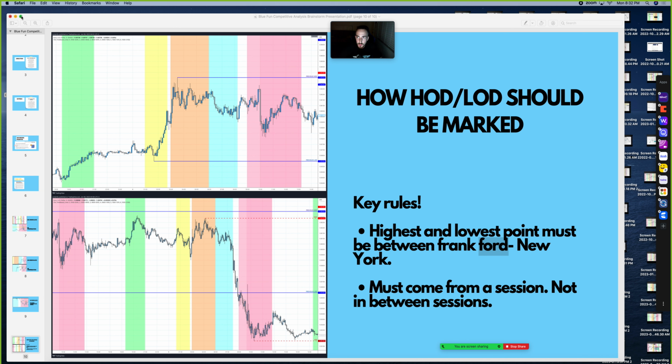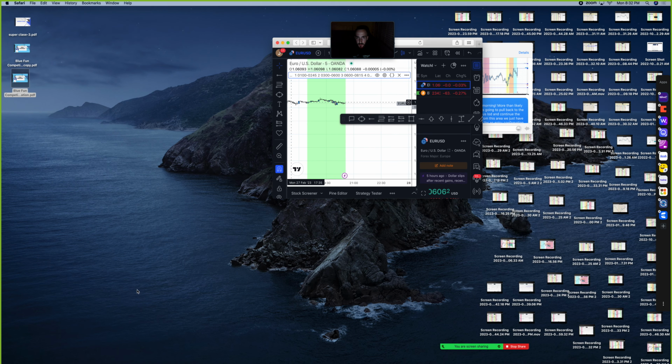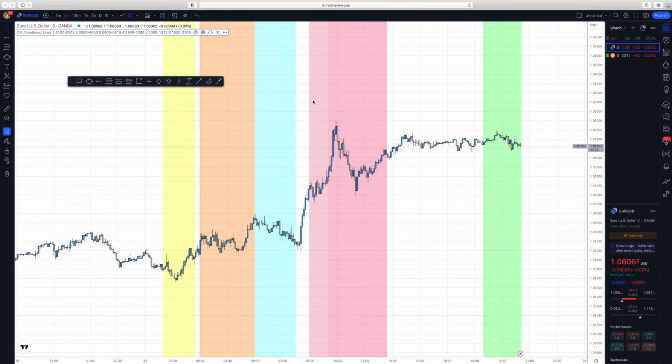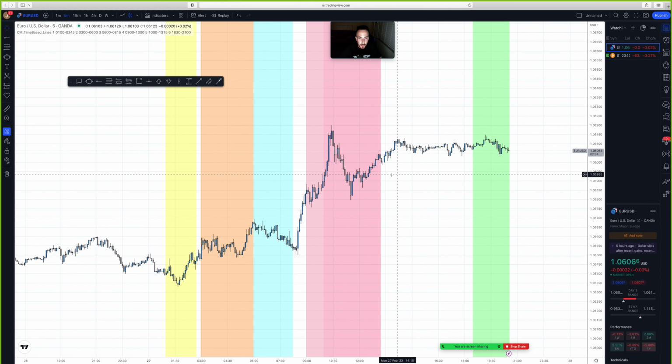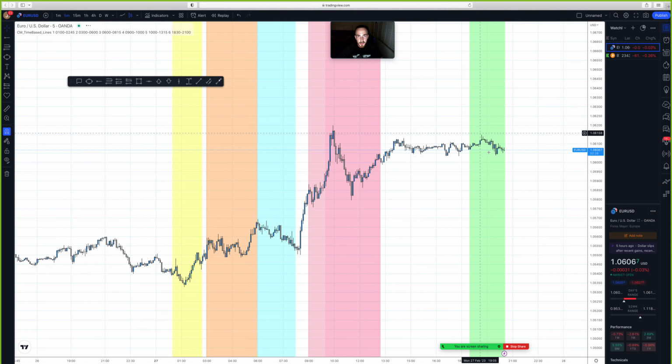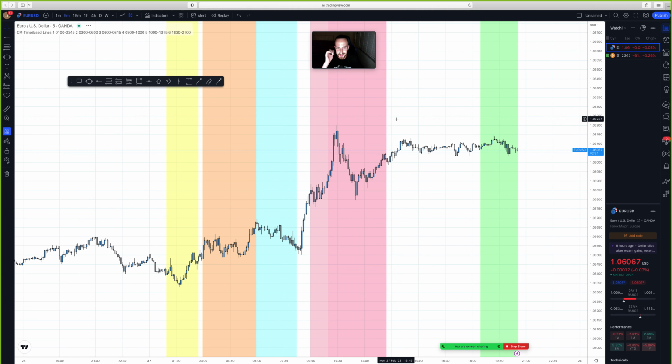Let's go to where we were at. Let's go back to this. So another key rule for marking the highs and lows of days is to do it on the M5 time frame. M5 is the most efficient time frame that I've noticed. Maybe that's not the right word. It's the most precise time frame. That's a better way to say it.